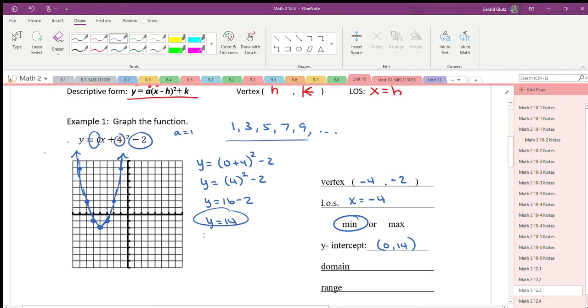Domain, how far left? How far right is this graph going? It's going left forever. It's going right forever. So the domain is going to be all real numbers.